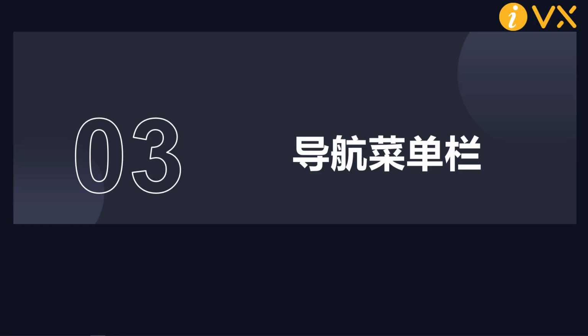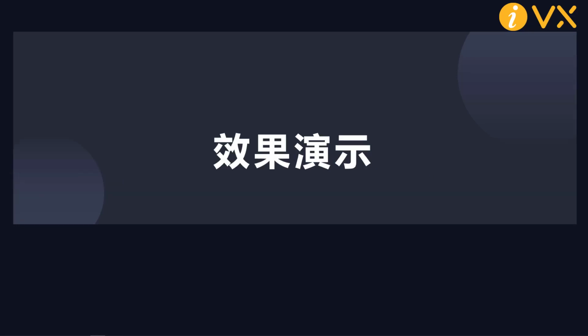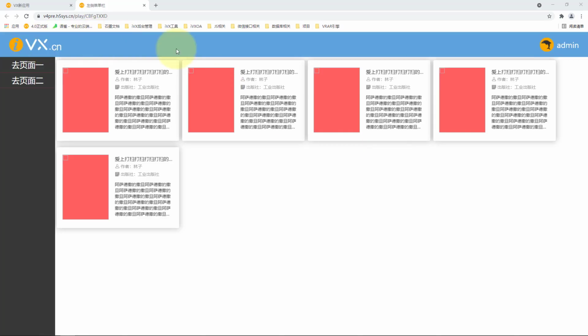Hello everyone, in this lesson, we will learn a very classic layout mode often used in back-end management systems, which is the navigation menu bar. First of all, let's take a look at the effect of the navigation menu bar. It includes a navigation bar at the top and a menu bar on the left, and on the left you can switch between a series of pages through the menu bar.